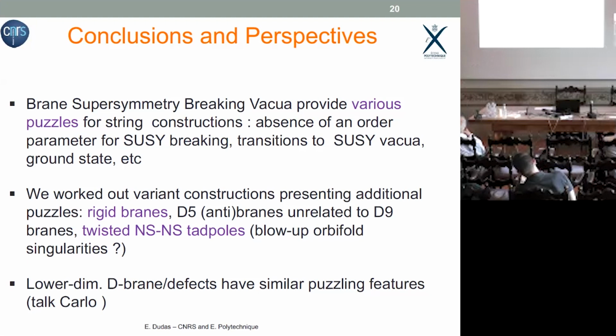And you'll hear more from Carlo in the following talk about, for example, the defects, the lower dimensional objects like D1 branes, if you want, which also have peculiar features here which I will not discuss. And he will tell you something about a model which is truly rigid for some 5 branes. Even non-perturbatively, they are completely rigid there. So this could be helpful for open string model stabilization. Thank you very much.